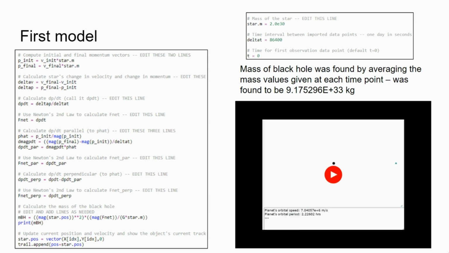Using net force, the mass of the black hole is calculated using the gravitational force formula. This returns several different masses of the black hole, which were all averaged together to find the real mass of the black hole, which is 9.18 times 10 to the 33rd kilograms.